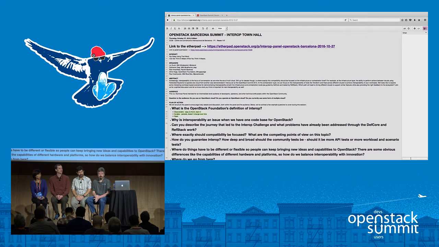Awesome. So that's our definition. But how about the rest of you guys? How do you view interoperability? Who do you want to go? Whoever's most eager. I'll go first.